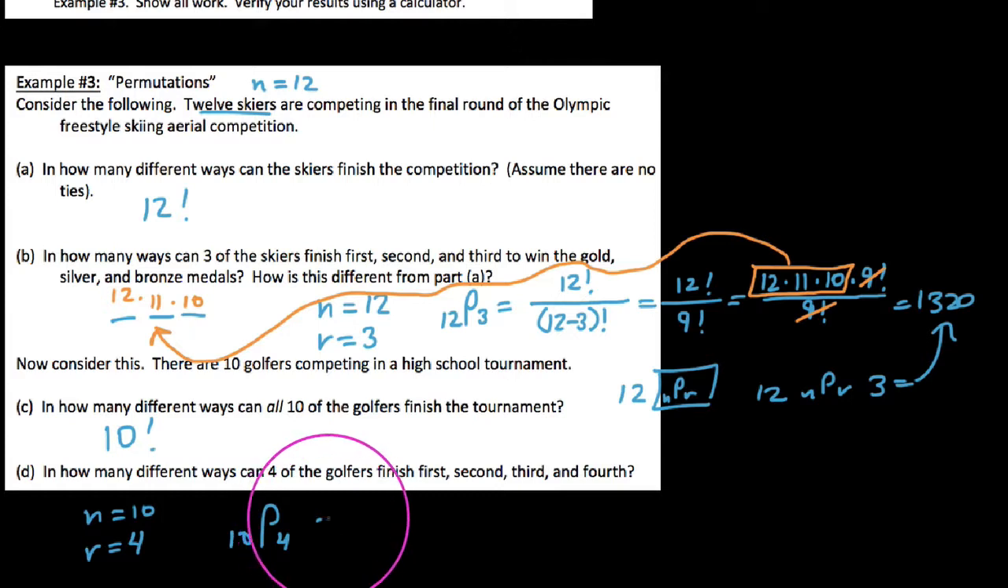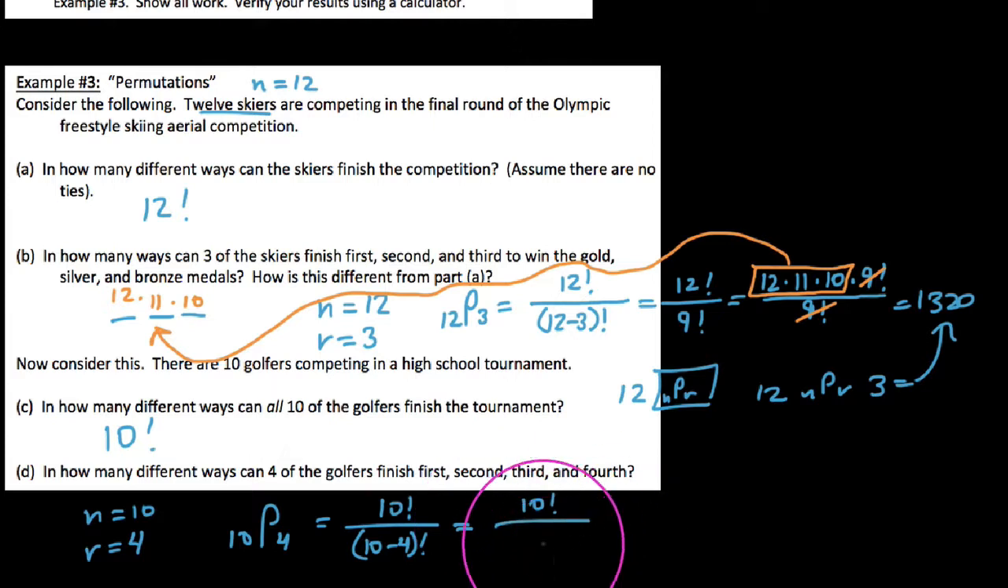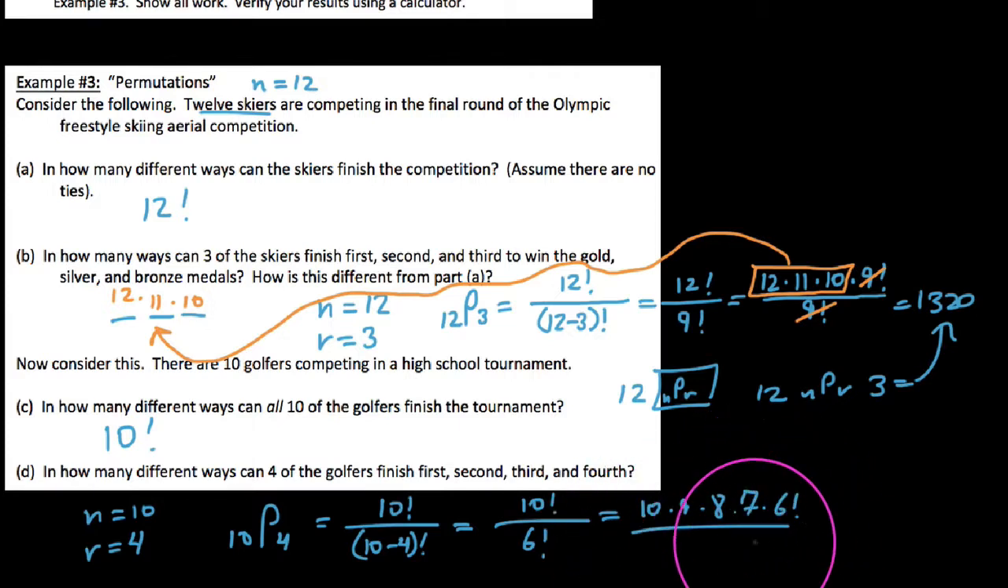I've got 10 total golfers. I want to rearrange 4 at a time. This would be 10 factorial over n minus r, so 10 minus 4 factorial. In other words, we get 10 factorial over 6 factorial, and rewriting this, again, it is most convenient to say this is 10 times 9 times 8 times 7 times, and we'll just call this 6 factorial, since we can get that 6 factorial to kick out here.